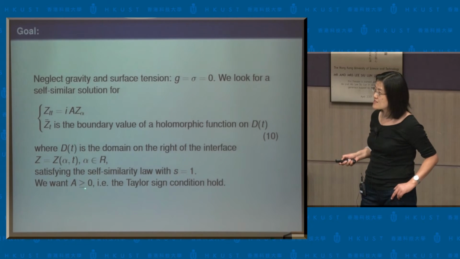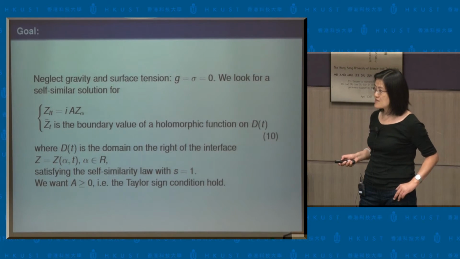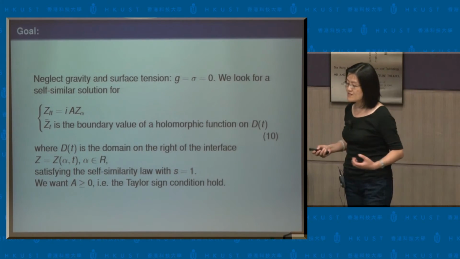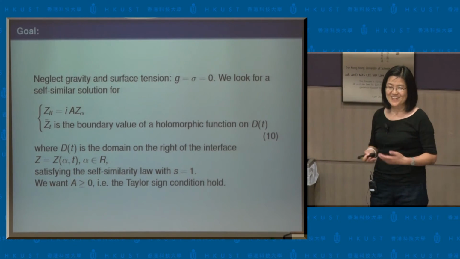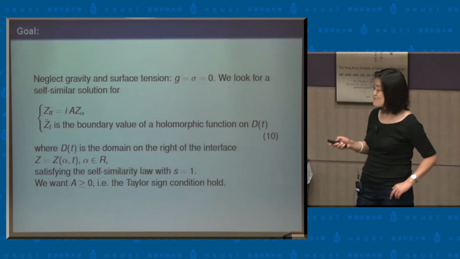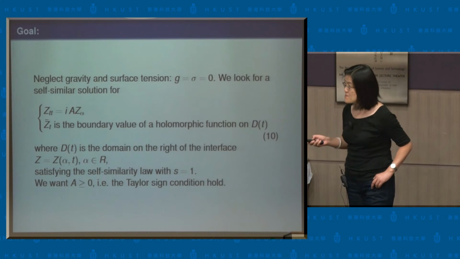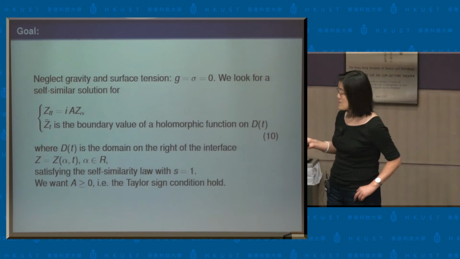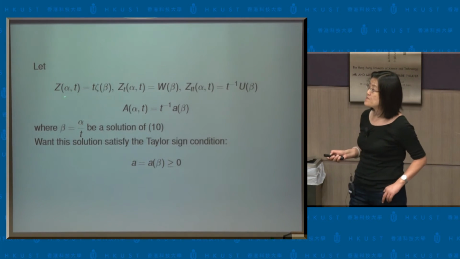And of course, a greater than or equal to 0 has to be there because this follows from the Taylor sign condition. Because if the Taylor sign condition fails, there's already a bubble, then we don't really talk about singularity because the problem is ill-posed. So we don't think about bubbles. The problem is well-posed, and we want to understand what the singularities are.